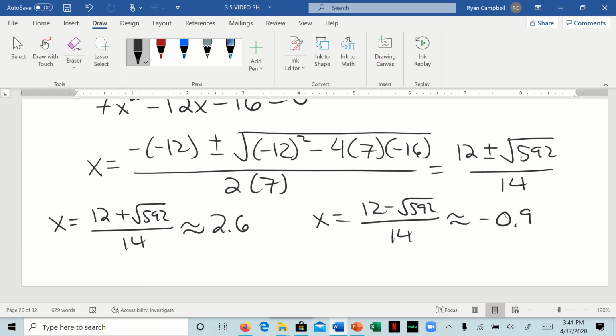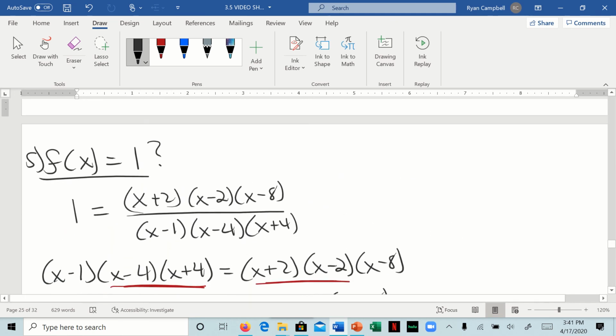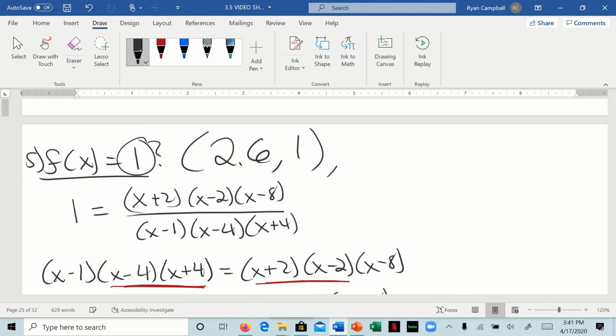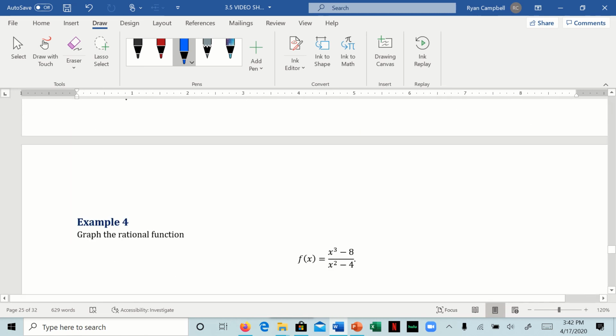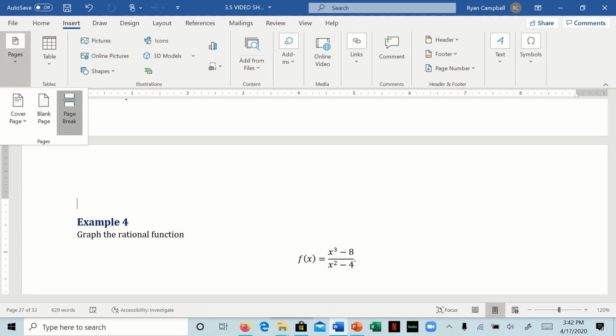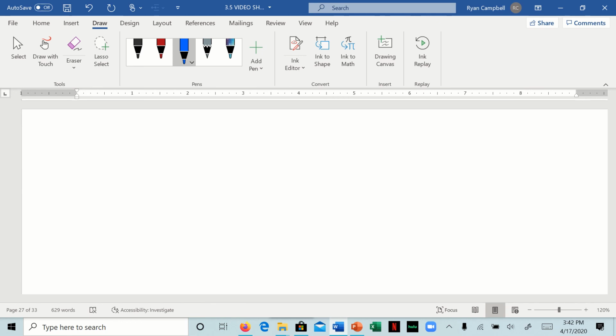Let me just double check that just to make sure. Yes, okay. So that was the x value. What was the y value? Y value was 1. So we have points at about 2.61 and negative 0.91. Which is good. Like we said, the more points, the better. Okay, so let's draw it all.